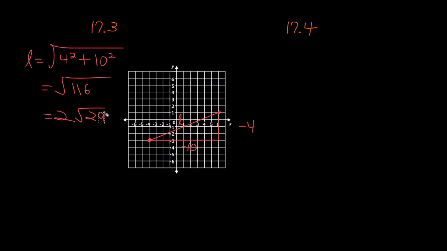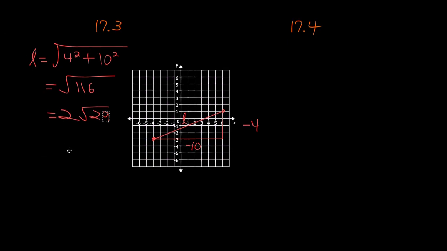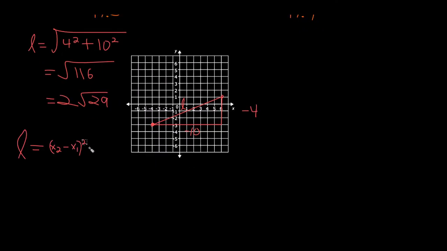So we found the length of this line in a specific example. It's actually extremely intuitive. What's the general form? And this is the general form of what we did. y2 minus y1 is 4. And x2 minus x1 is 10. 10 squared plus 4 squared equals the length of our line segment.